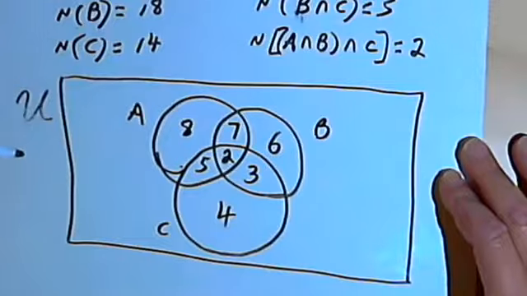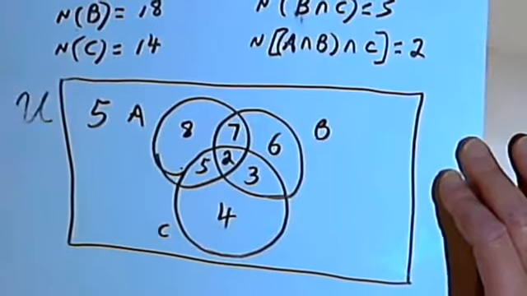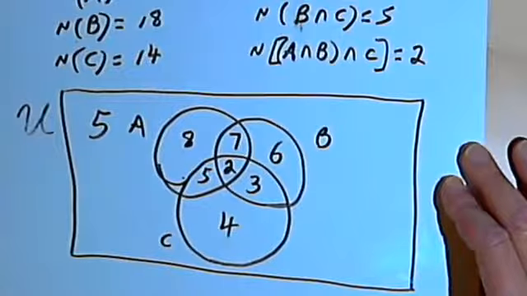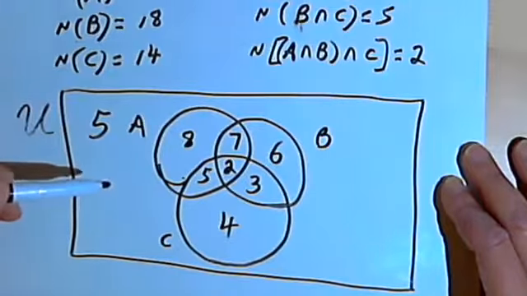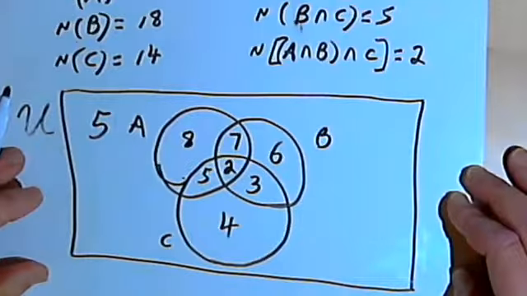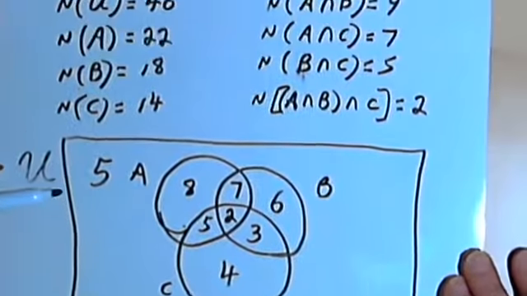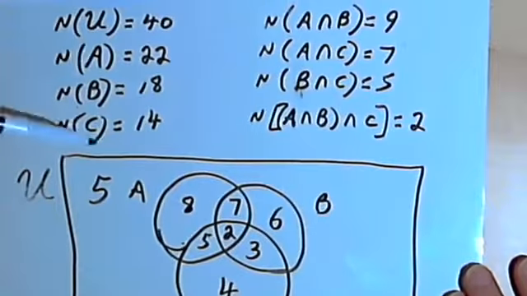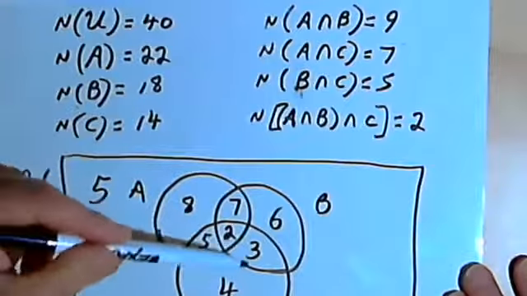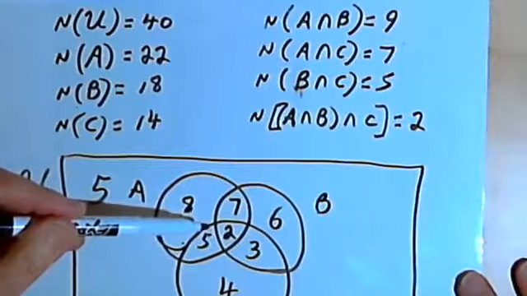I've got 40 students in my universal set, so that means there will be 5 students left who are not taking algebra or biology or chemistry. Okay? So a bit of work, but mostly it's a matter of getting yourself set up, getting all your facts straight, entering the facts you know, and then using what's basically just arithmetic to get the remaining facts.